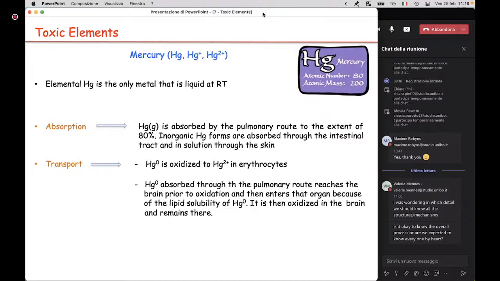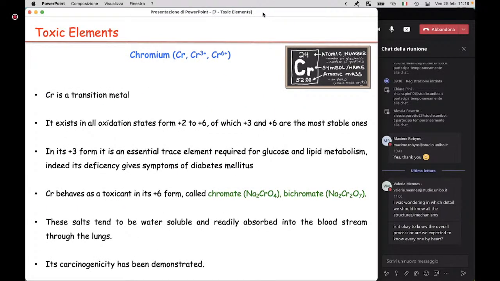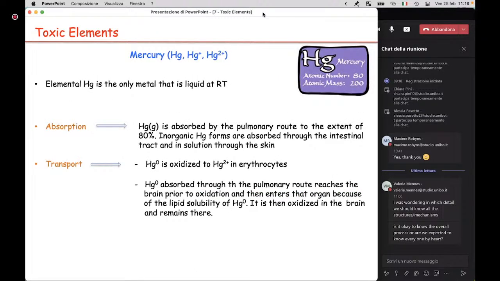So we have seen for now, among the elements, lithium and chromium. Chromium is part of the class of heavy metals. Then we can take a look at mercury. Mercury, we already know, is the only liquid metal at room temperature. The most important mercury ions are the monocation and dication, so the +1 and +2 cations.